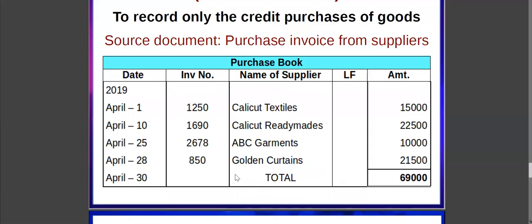So to record only the credit purchase of goods is called purchase book. Finally, you have to total all the sums, 69,000.